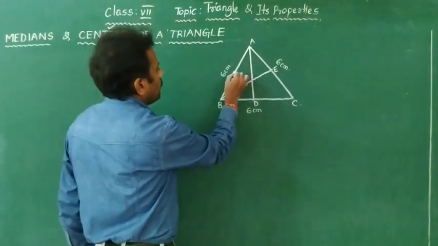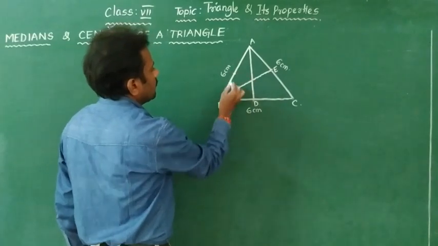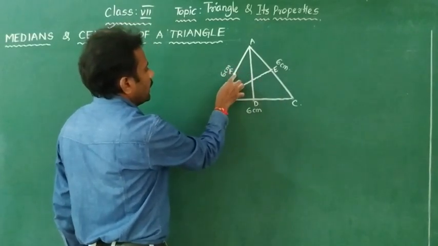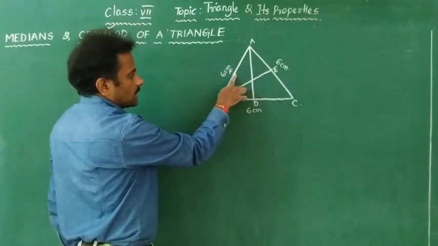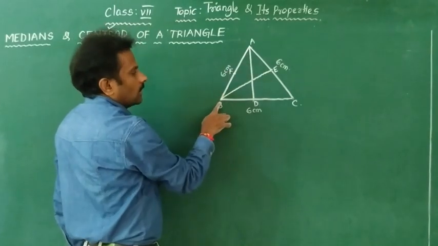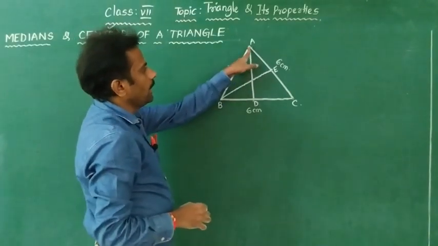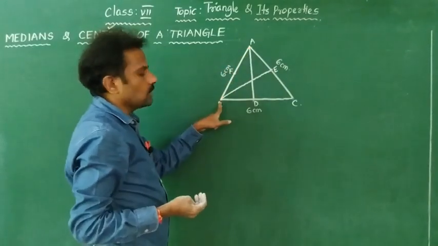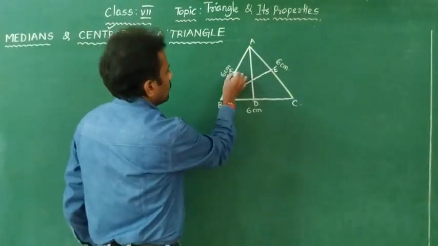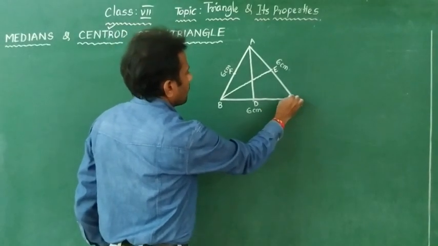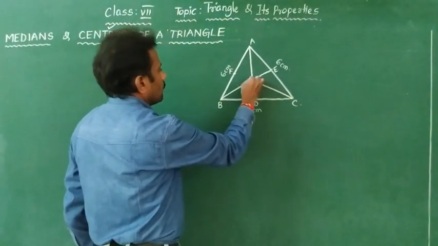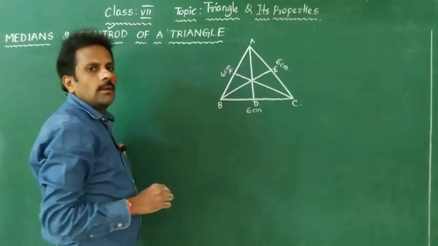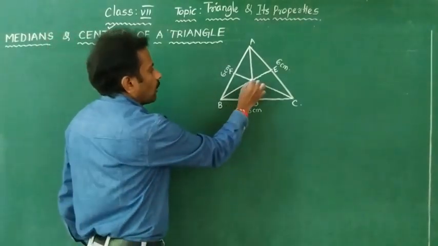Similarly, the midpoint of AB, let me take here, exactly you have to take a point which is equidistant from A as well as from B. Now what is the distance from F to A? 3 centimeters, F to B also 3 centimeters. So obviously CF is also a median. Now they are concurrent.